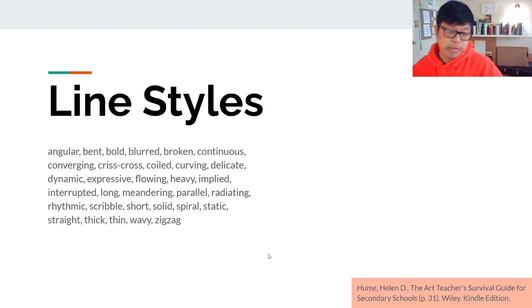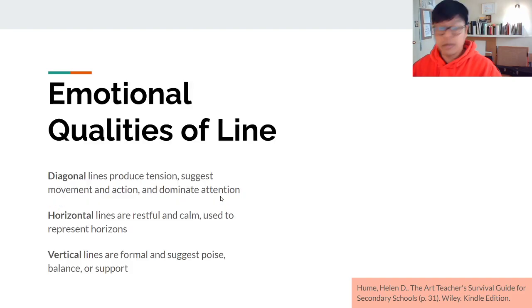So lines can be described in many, many adjectives, and these are just some of them. This is also coming from Helen Hume's book. Now, the line can be angular, bent, bold. The lines can meander. They can be parallel, and that's some intersection there with math terms. Lines can radiate. They can be rhythmic, straight, thick, so many different ways to describe the quality of a line.